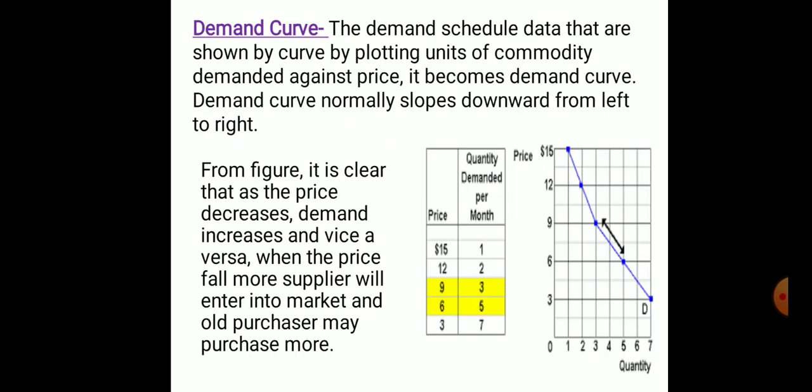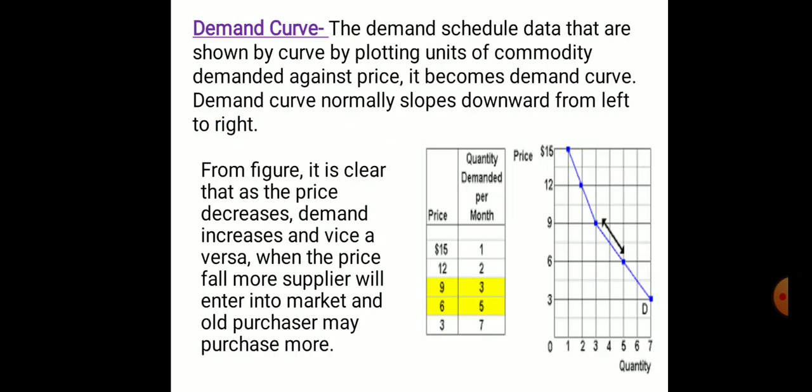Next concept is the demand curve. So when we show the data of the demand schedule by plotting units of commodity demanded against price, it becomes a demand curve. So from the graph we can see the demand curve normally slopes downward from left to right. So here the table shows price and quantity demanded per month. Suppose the price is rupees 15 and quantity demanded per month is 1. After that, for 2 quantity the price gets reduced and it will be offered at rupees 12 only.